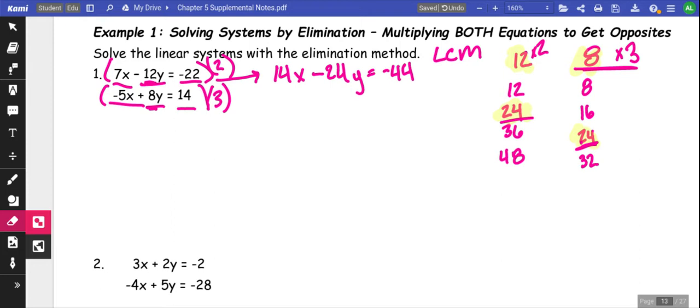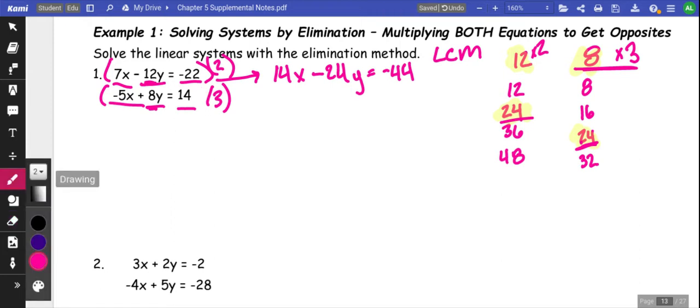So 3 times, that's my eraser. 3 times negative 5x, that's going to be negative 15x. Okay, 3 times 8y, that's going to be positive 24y. And then 3 times 14, gotta think for a second. 3 times 15 is 45, so that's going to be 42.